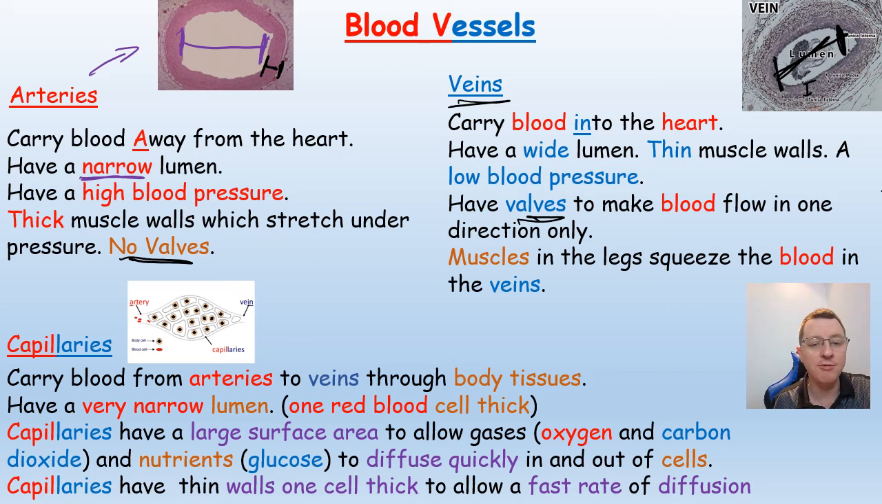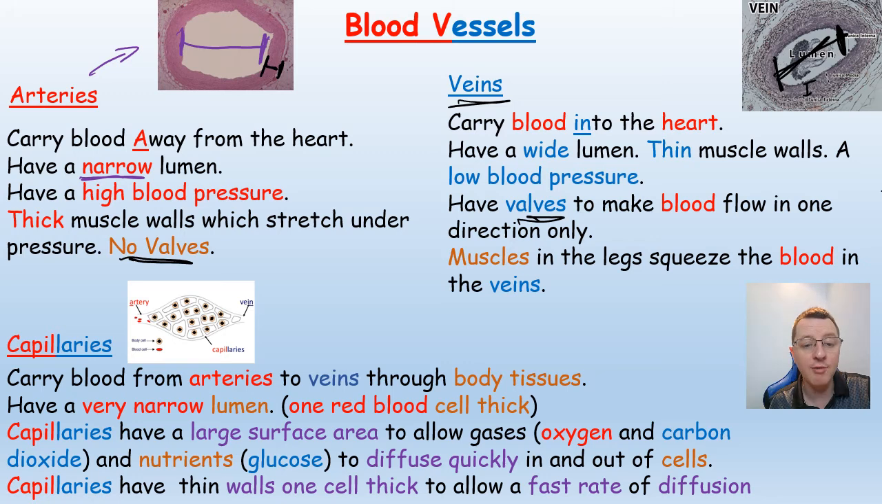Capillaries also have a very large surface area, and again this allows for a fast rate of diffusion of both gases, oxygen out of the capillaries and carbon dioxide going into the capillaries, but also diffusion of nutrients like glucose and amino acids. They will also need to diffuse quickly out of the capillaries and into the body's tissue for use in chemical reactions like respiration.